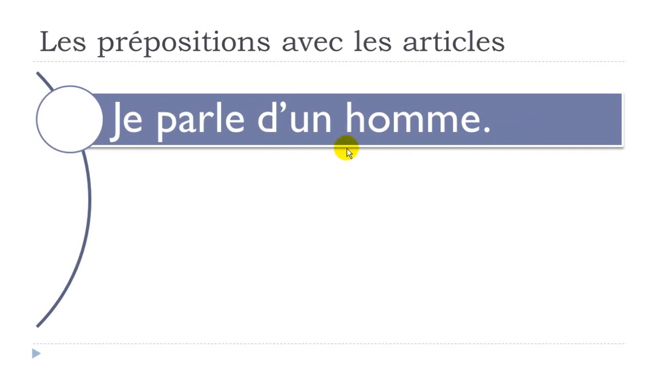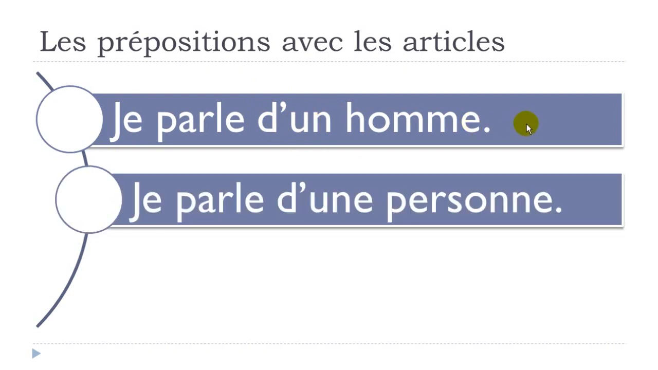Okay, je parle d'un homme. But then the thing is that no major modification will be done because you just keep your de. Well, the e needs to disappear, but still you've got your article. Je parle d'une personne. Une personne, a person. Je parle d'une personne. So exactly the same thing here. Nothing major happens. Only the e disappears. That's the only thing that you should remember to do if you want to combine the two.